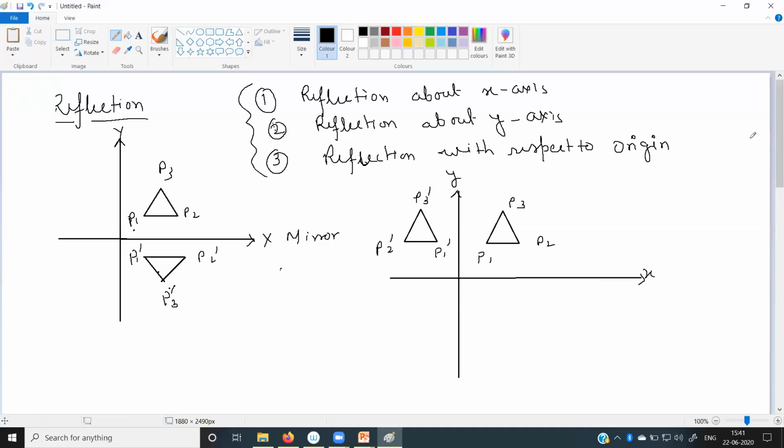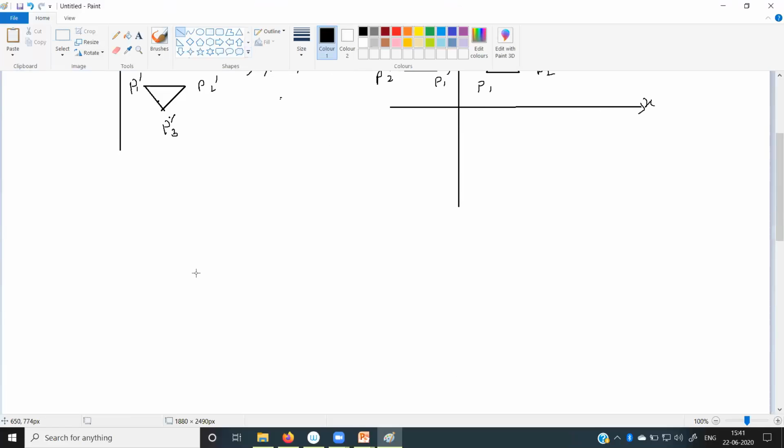And now there is another type of reflection which I told you, the reflection with respect to origin. So now I will draw another diagram which will show you how we can reflect the object with respect to origin. So the same, this is our y-axis, this is our x-axis, and this will be our object. This is again the same triangle we will draw over here.